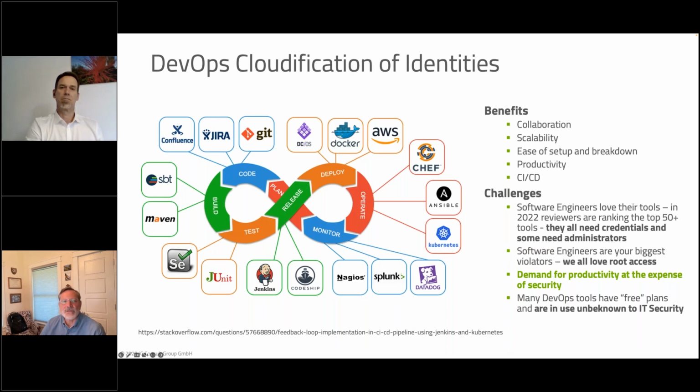So engineers love this CI/CD environment, very productive. Software engineers have always been mavericks, where they love root access and don't want to give up control of their software. And so the problem is exacerbated by DevOps. And again, there's a demand for productivity at the expense of security.